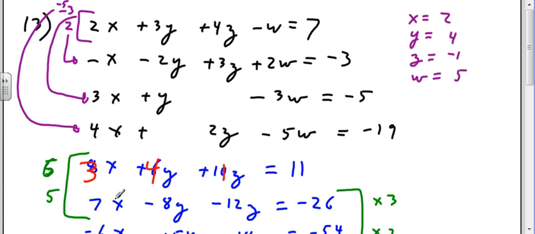Plus 3 is 3. Minus 9 plus 1 is minus 8. Minus 12, minus 12, minus 21, minus 26. So at least we got that one right.